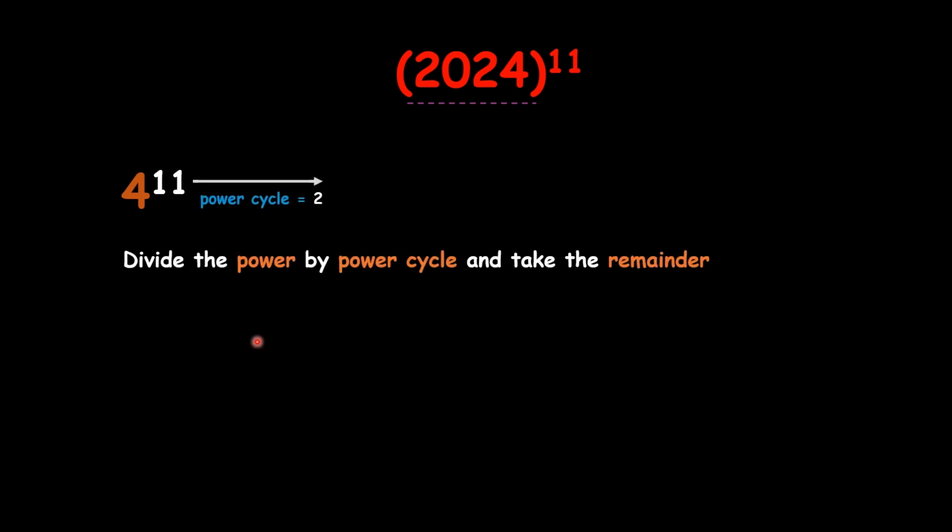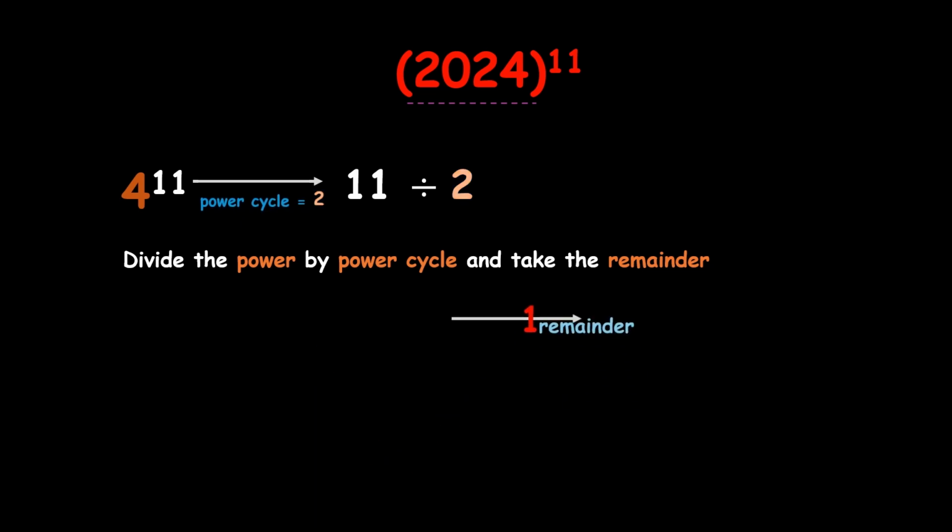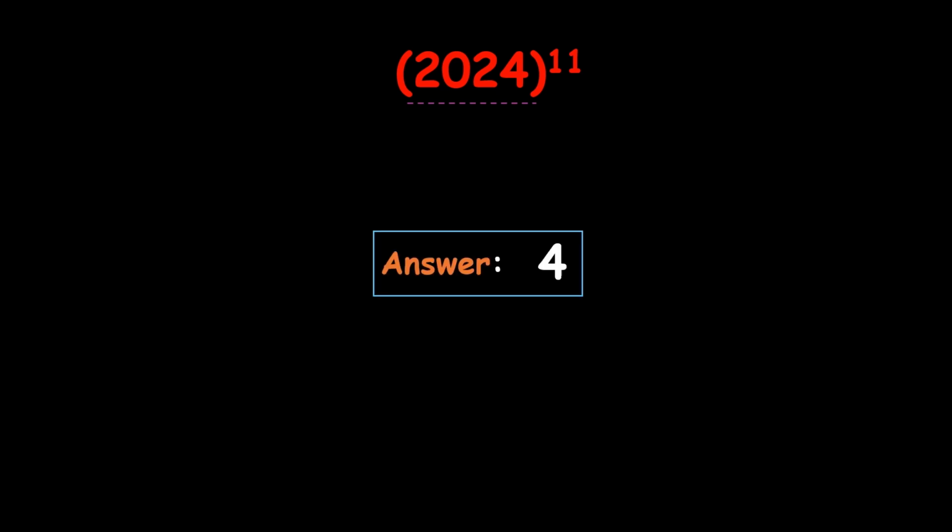So here is an important step to this question. Divide the power by power cycle and take the remainder. Here the power is the number 11 and the power cycle for the number 4 is 2. So we need to divide the power 11 by the power cycle 2 and then take its remainder. So dividing 11 by 2 gives a quotient 5 with remainder 1. So we need to take this remainder as the power of 4. So 4 raised to 11 can be equivalently represented as 4 raised to 1 which is equal to 4. So the answer to this question is 4, which is the units place digit of the number 2024 raised to 11.